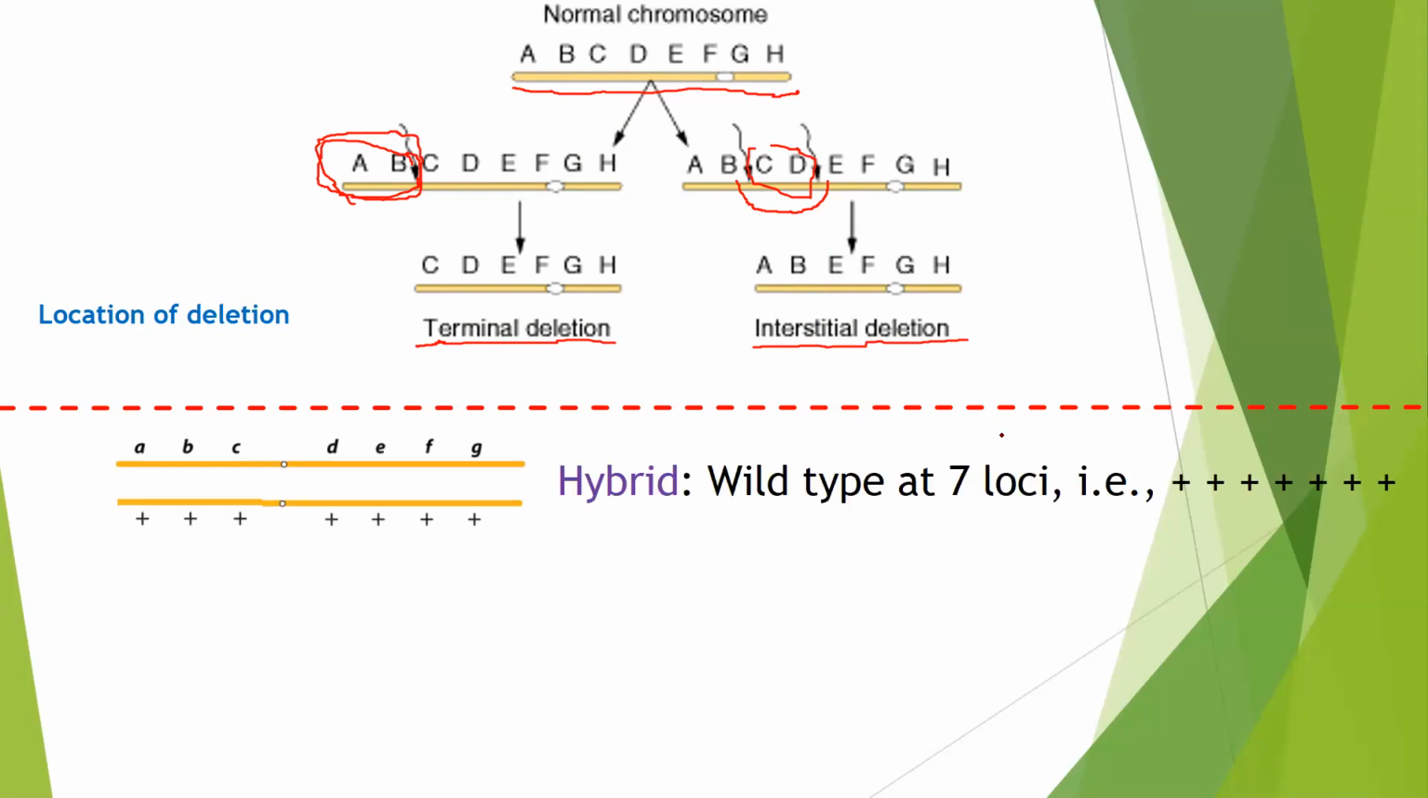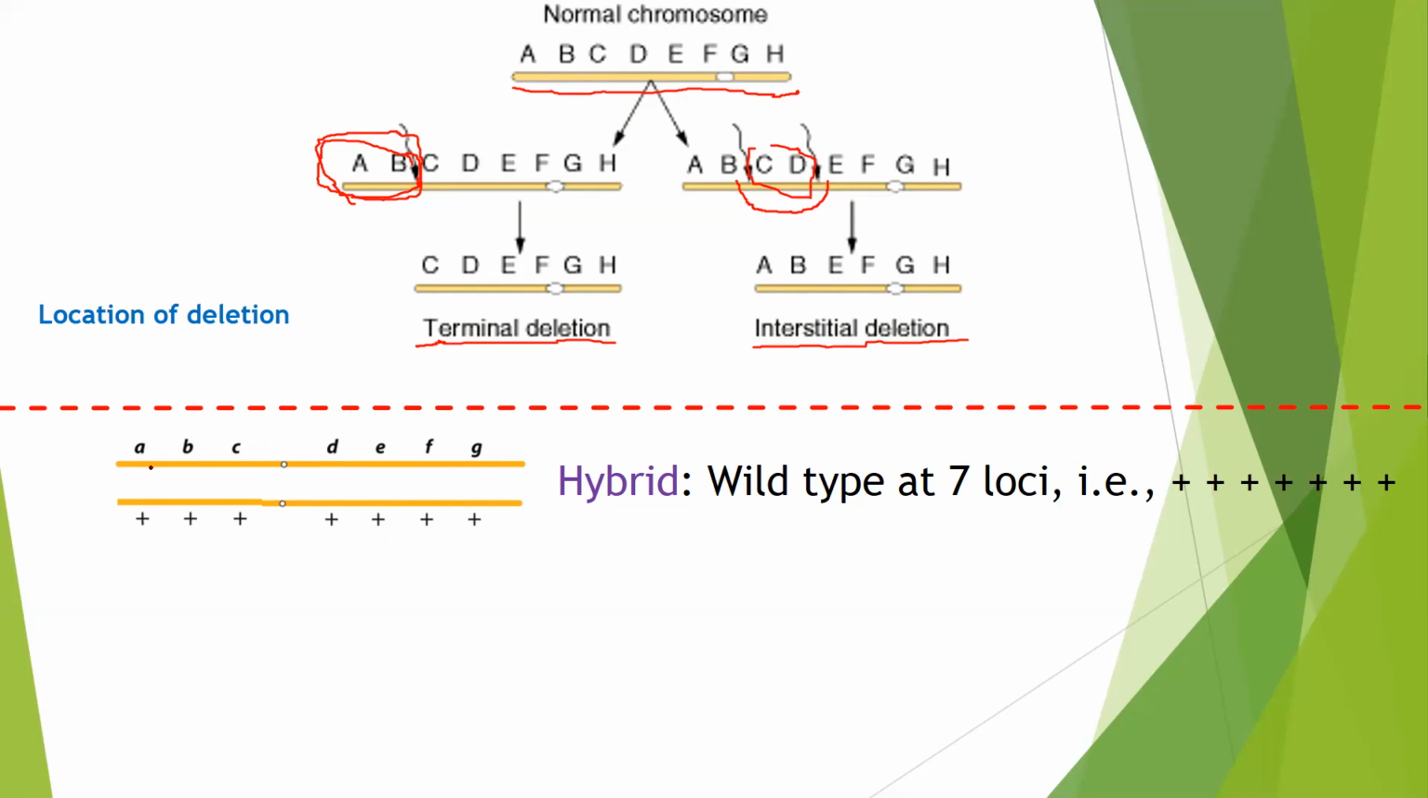This is an important experiment, and we're going to talk about it in detail next time. This is a way that we can use deletion to help us do the mapping to figure out the order of different genes on the same chromosome. Suppose we have 7 genes on the chromosome, A, B, C, D, E, F, G. We can form a heterozygote for each locus.